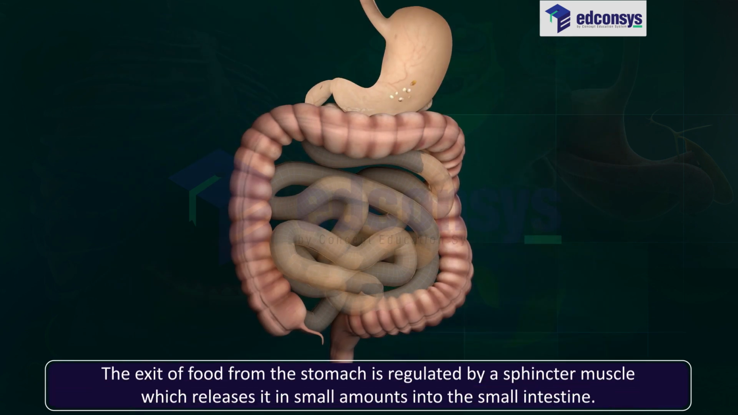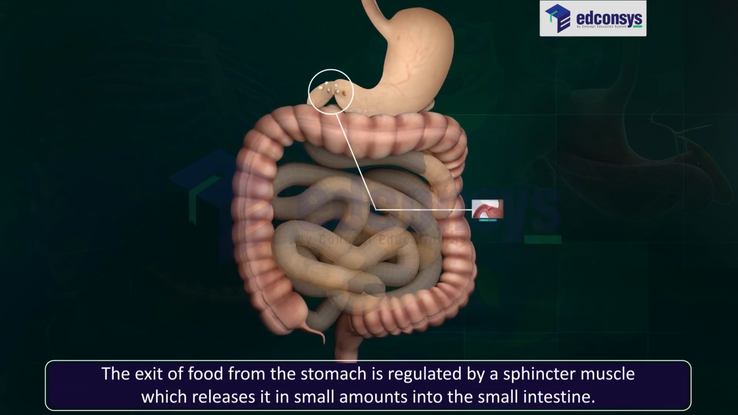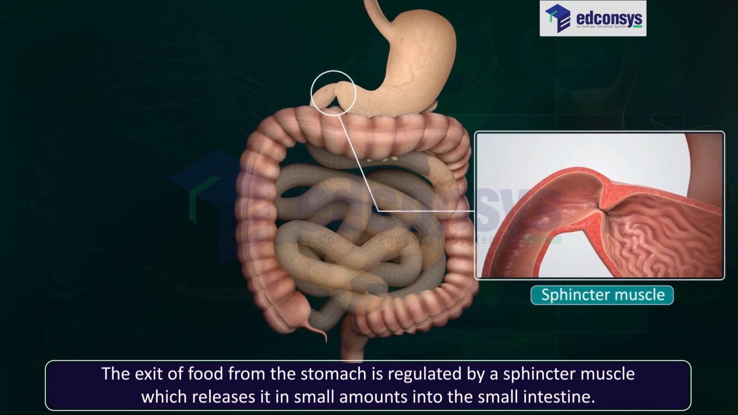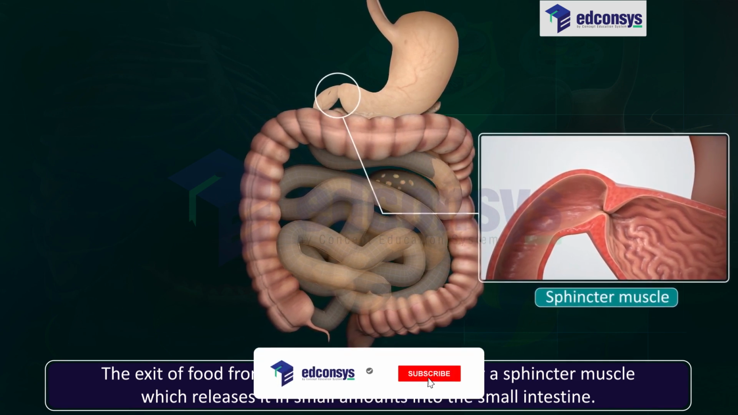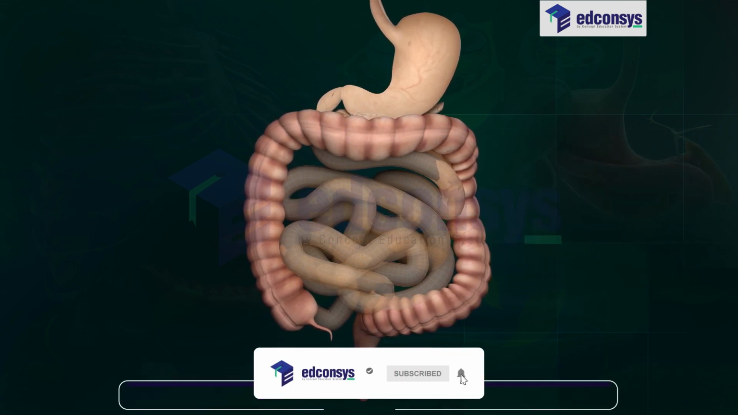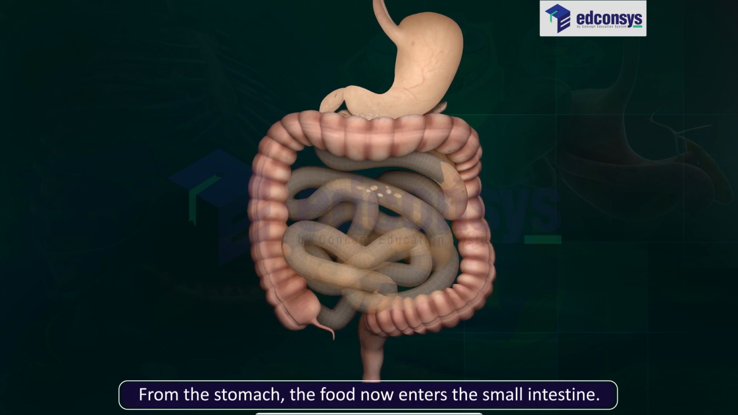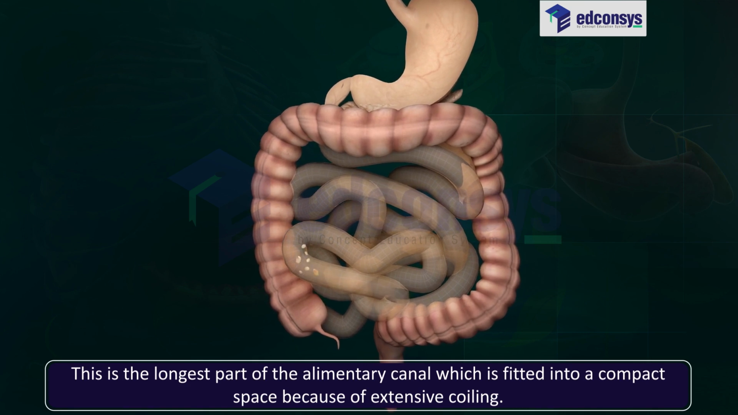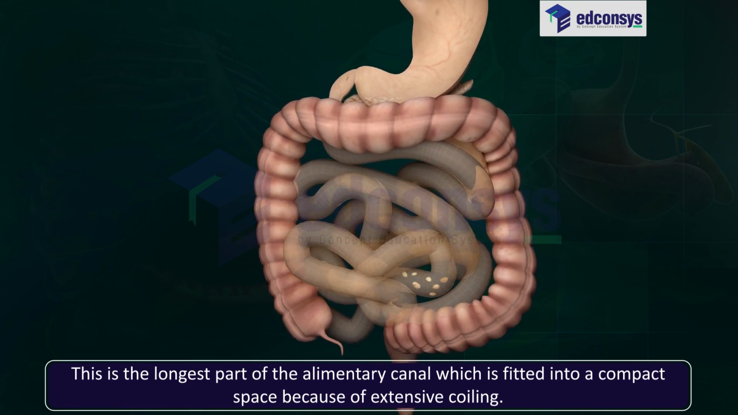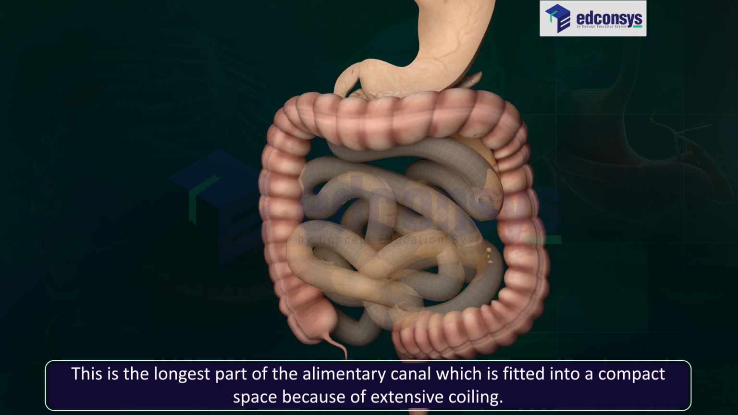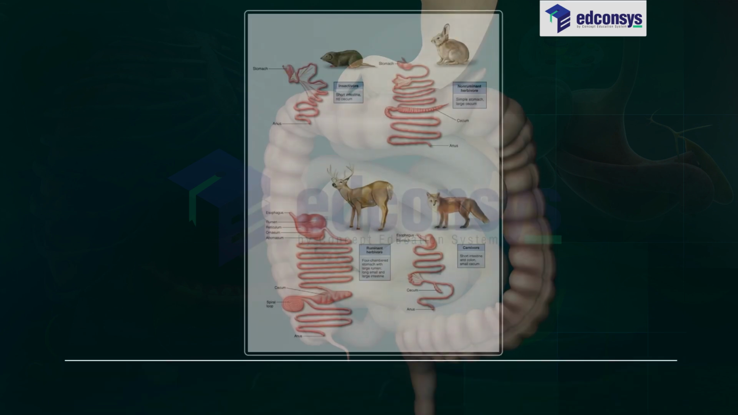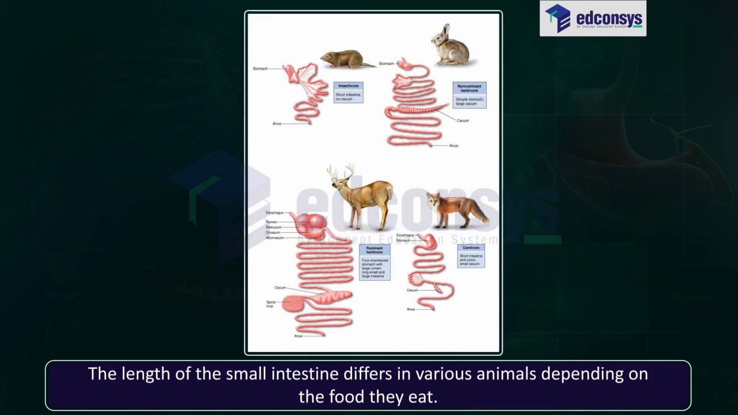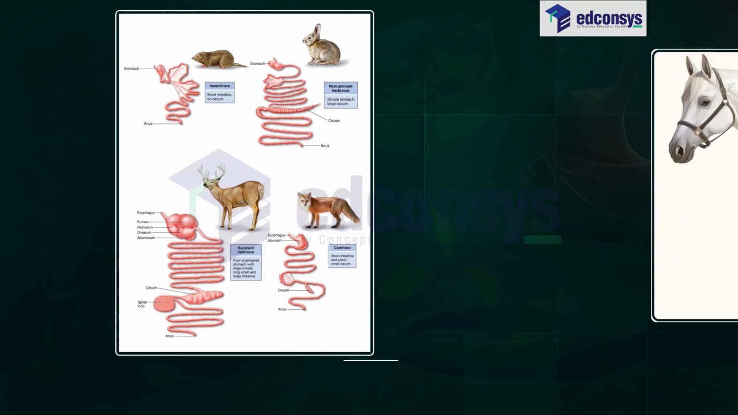The exit of food from the stomach is regulated by a sphincter muscle, which releases it in small amounts into the small intestine. From the stomach, the food now enters the small intestine. This is the longest part of the alimentary canal, which is fitted into a compact space because of extensive coiling. The length of the small intestine differs in various animals depending on the food they eat.